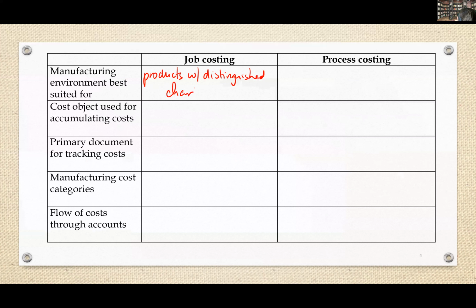But what about process costing? This is when you have similar products. If we're making potato chips, one bag of potato chips looks just like the next bag of potato chips. Same size, same quantity, same taste, same flavor. We're just going to keep on making those Lay's or those Doritos, Cooler Ranch, whatever your favorite is. And it's going to be a continuous process.